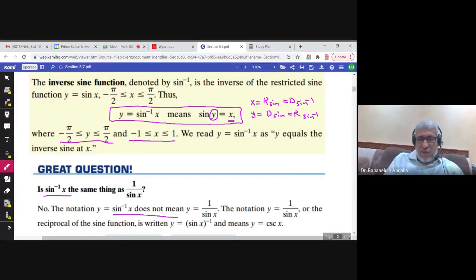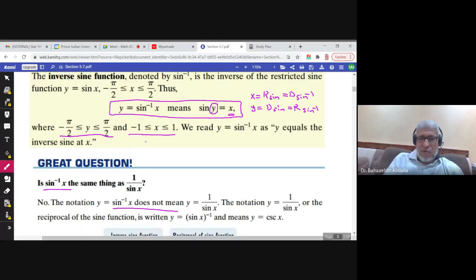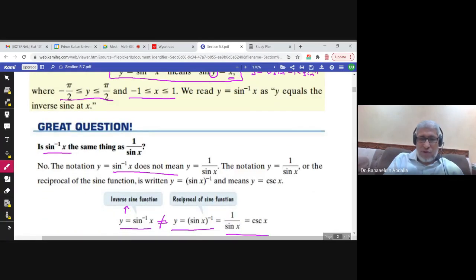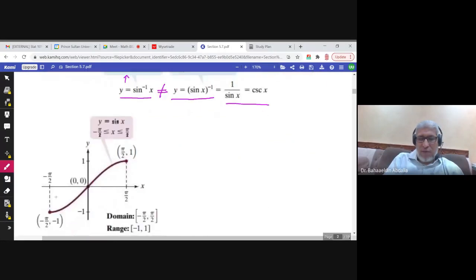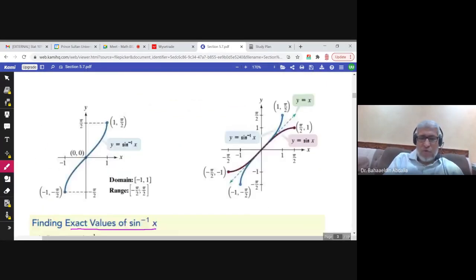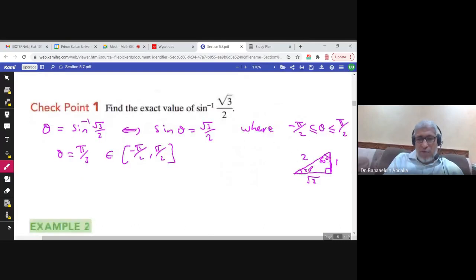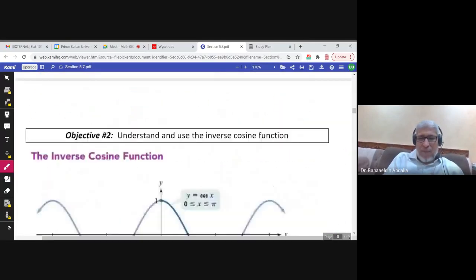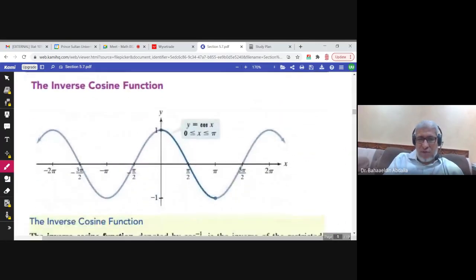Y is the domain of sine, and the domain we chose for sine to be 1 to 1 is from -π/2 to π/2. So now we need to define the inverse cosine function.